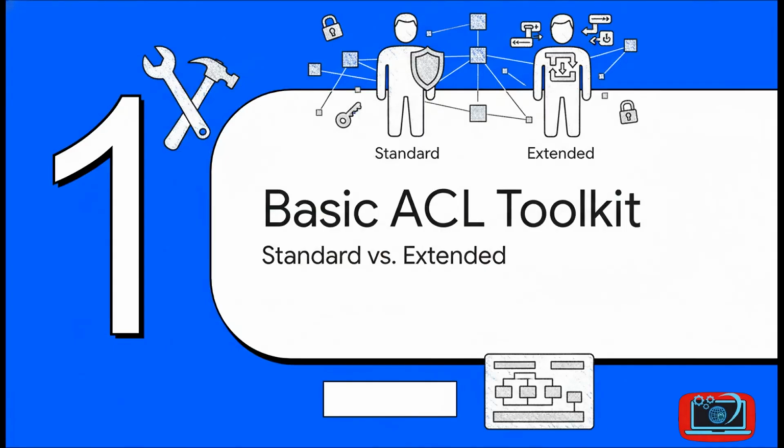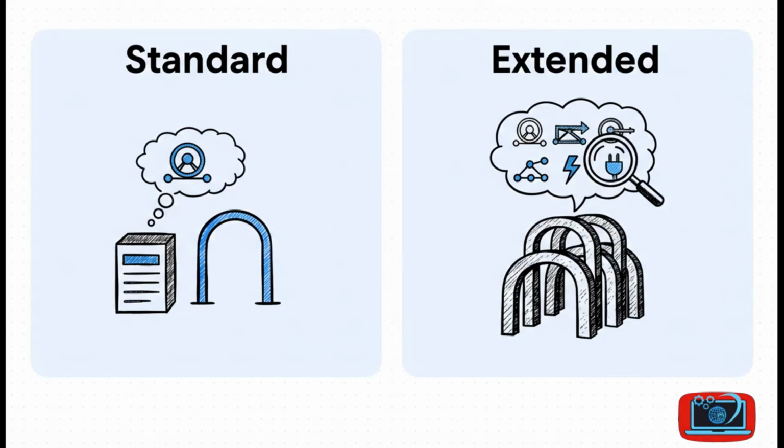Okay, so before we get to the secret handshake and all those unwritten rules, you've got to know your tools. Think of it this way. There are two main types of bouncers you can hire. You've got your standard ones and you've got your extended ones. Understanding the difference? That's your first big step. A standard ACL is pretty basic. It looks at a packet and it only asks one question. Where are you coming from? That's it. It only filters based on the source IP.